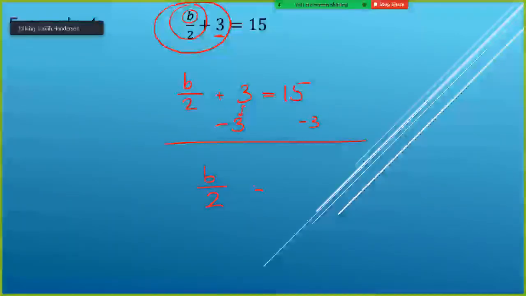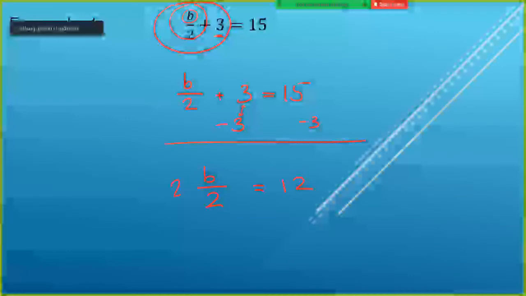So what's left? We've got b over 2 is equal to 15 minus 3. So we figure out what that is. It's 12. And now it's like the first couple problems. Now we've got to undo this division. So think, what's the opposite of division? It's timesing, multiplication. So I'm going to multiply both sides by whatever's in the denominator, which is 2. 2 over 2, that goes away. It becomes a 1, right? So we have b is equal to 24.